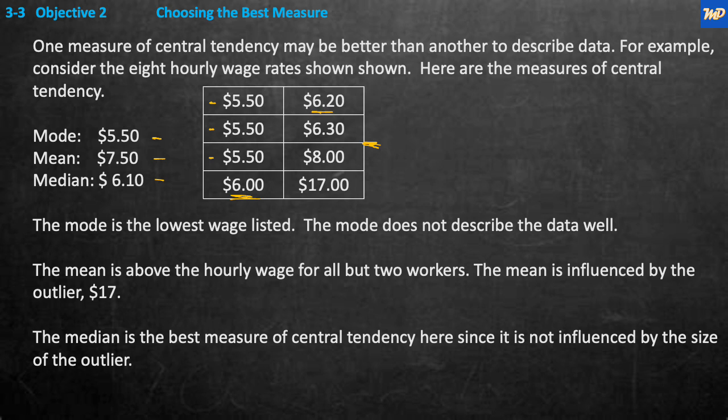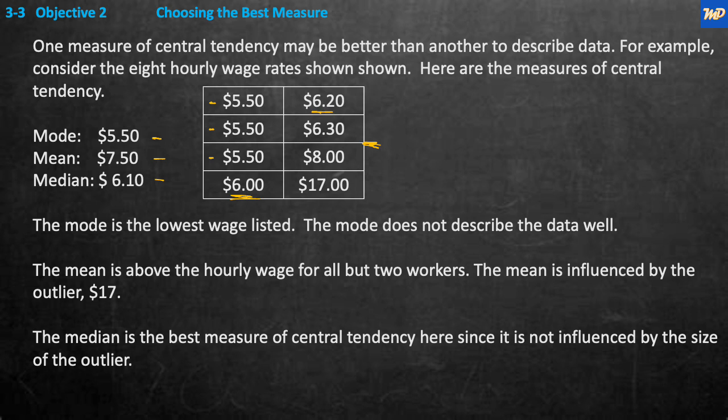The mode is the lowest wage listed, happens to be the lowest wage, right? The mode does not describe the data very well. When you look at all 8 values, 3 people are making 550, but the rest of them are making more than that. Not considerably more, but a better salary. The mean is above the hourly average, so the mean is 750, for all but 2 workers.